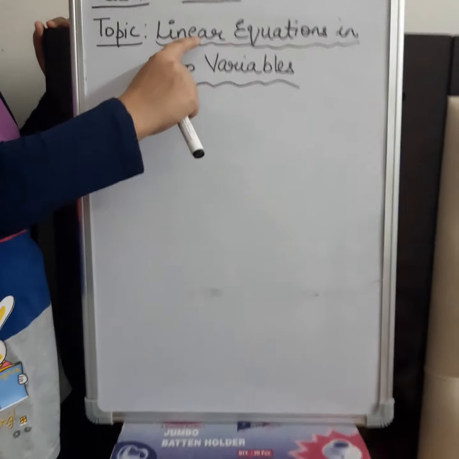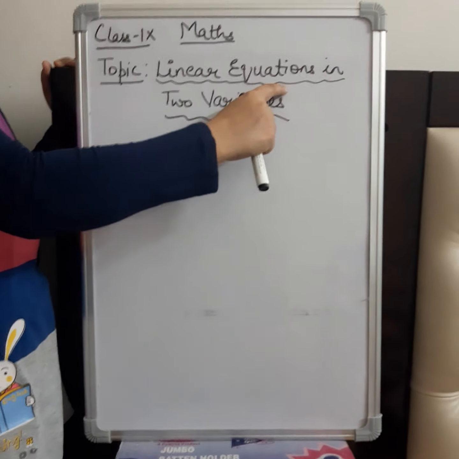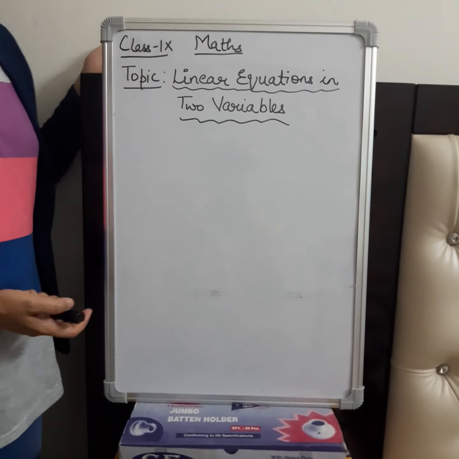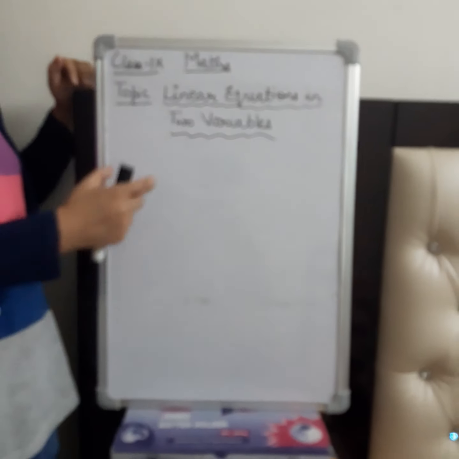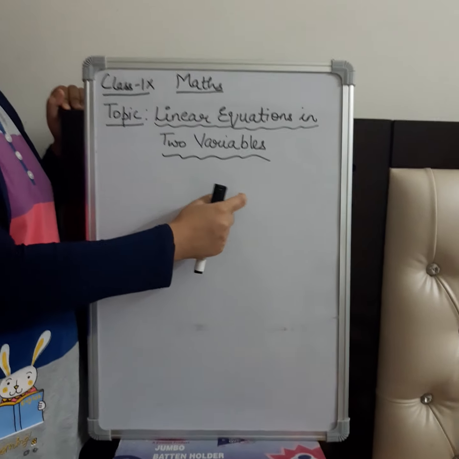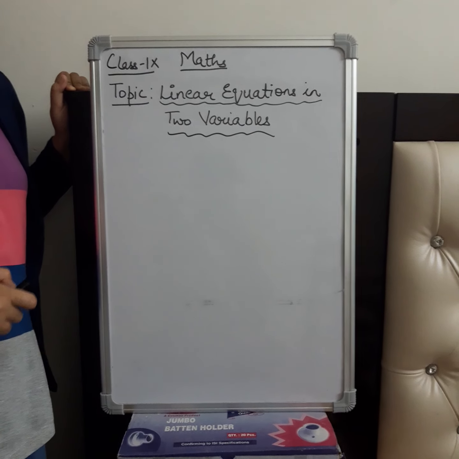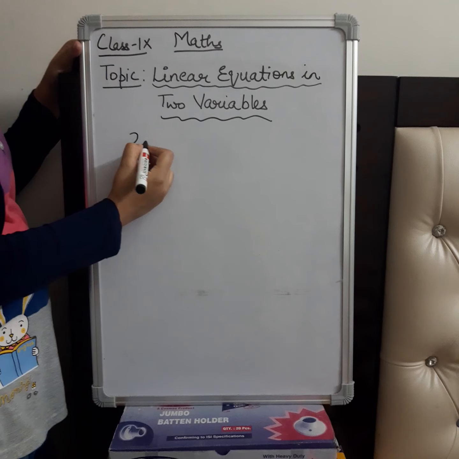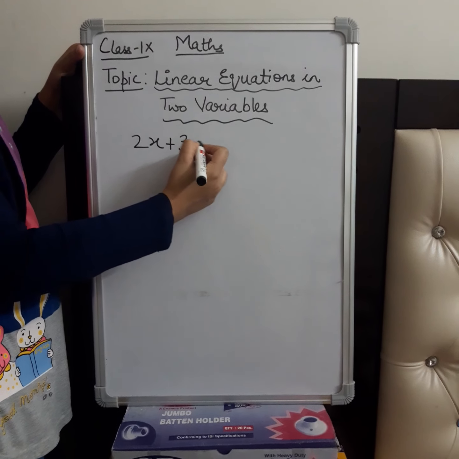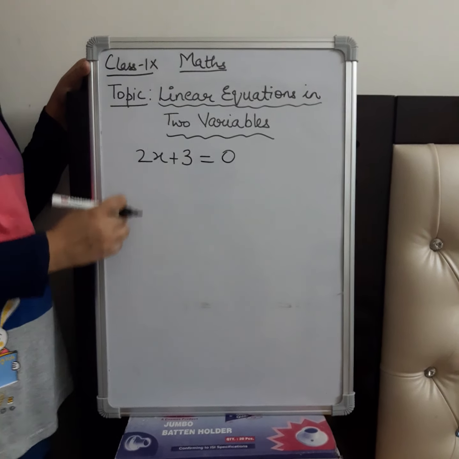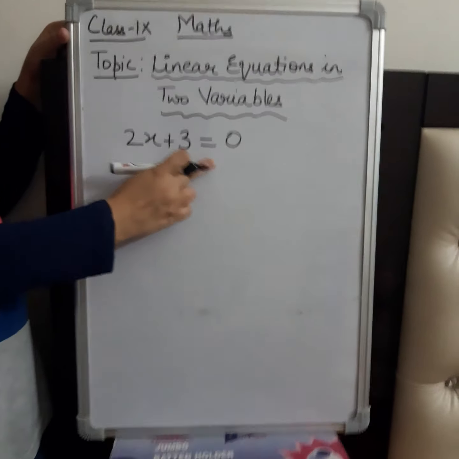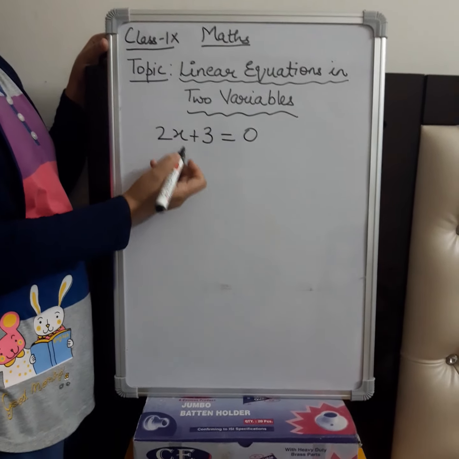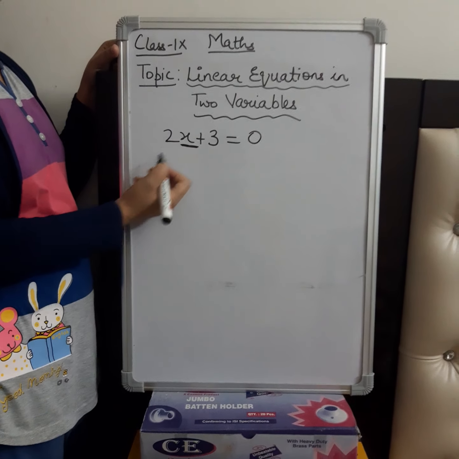But here you can see we have the word equation. Equation means when we equate something equal to something. So when we write a polynomial equal to something, that becomes a linear equation. For example, 2x plus 3 is equal to 0. This is a linear equation in one variable, because only one variable is there.